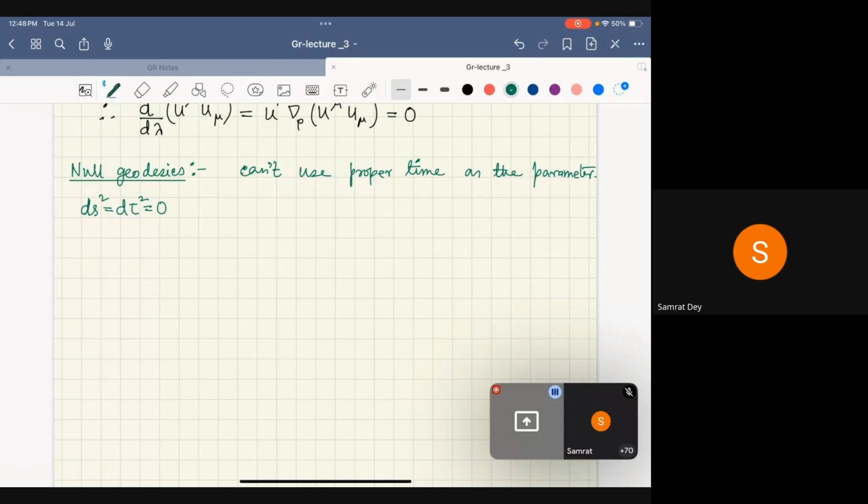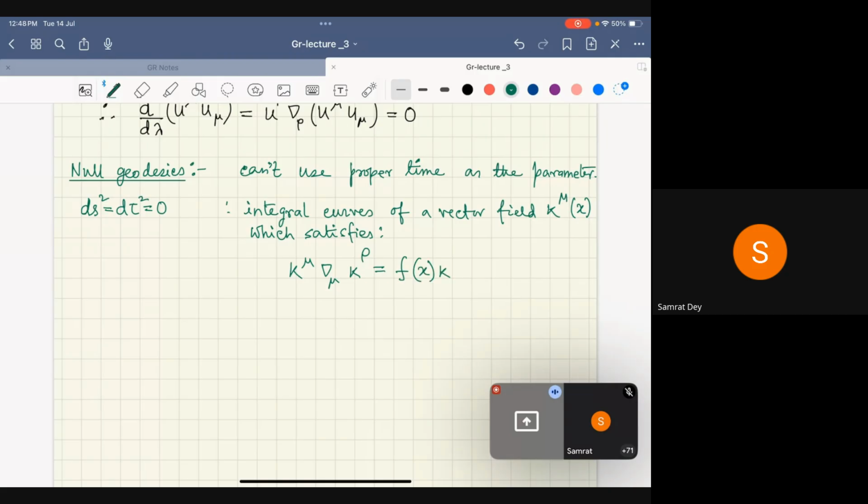They are defined as integral curves. So the definition is that they are defined as integral curves of a vector field k^μ(x) which satisfies k^μ ∇_μ k^ρ equal to some f(x) k^ρ.